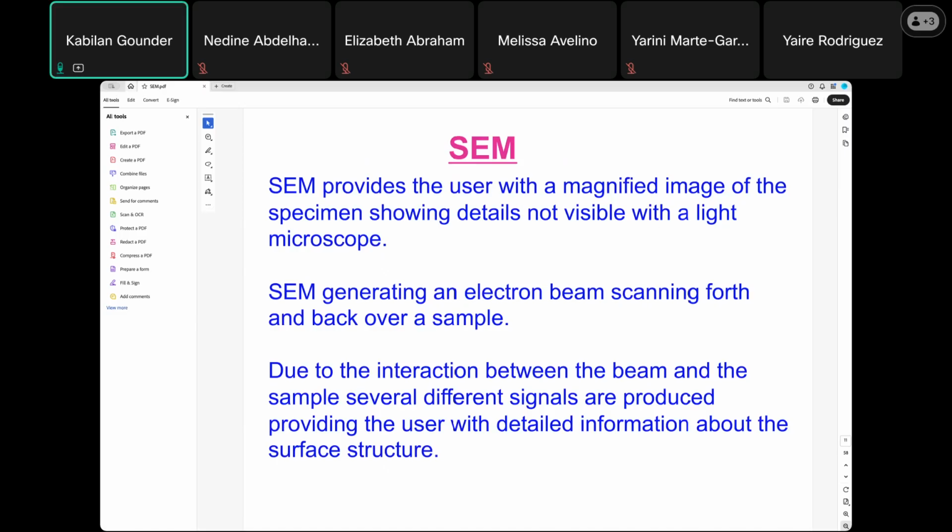So the scanning electron microscope generates an electron beam, scanning back and forth over the sample. So the electrons bounce back, as I mentioned earlier, so that you will get clear images. Due to this interaction between the beam and the sample, several different signals are produced, which provide the user with detailed information about the surface structure.